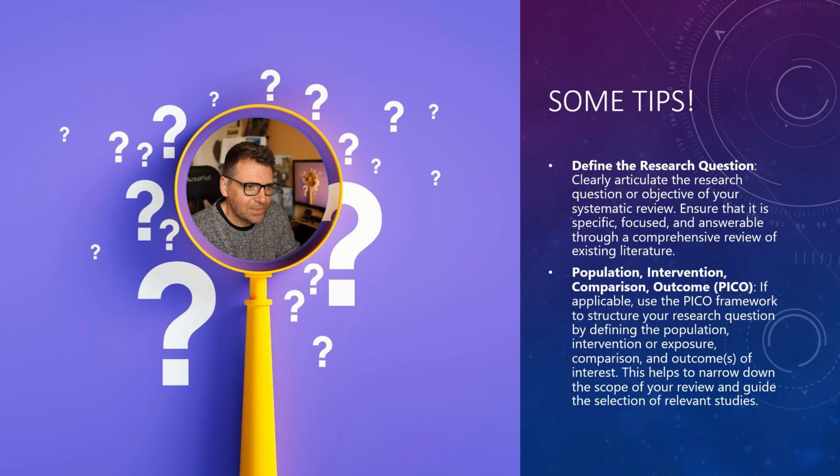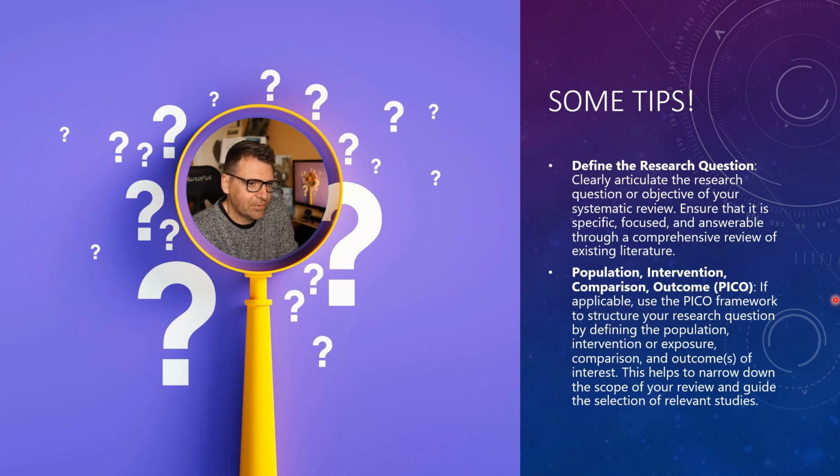So look, some tips here, okay? First of all, we're talking about defining the research question, okay? So look, clearly articulate, let me get my old pointer here, okay? Clearly articulate the research question or objective of your systematic review. Ensure that it is specific, focused, and answerable through a comprehensive review of existing literature.